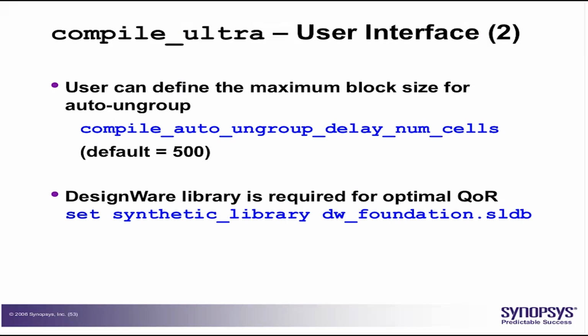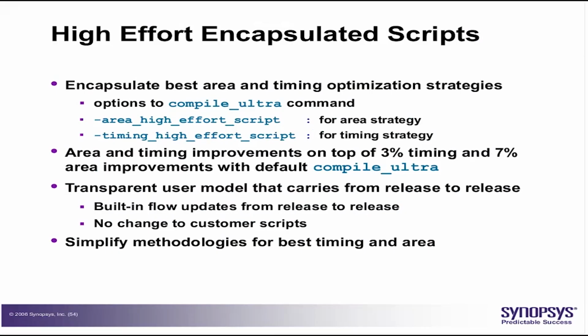These are the variables that control the maximum block size for auto ungroup. For the DesignWare library, you can set this in the synthetic library and your DesignWare would be loaded. Now there are two options, area high effort script and timing high effort script. These should only be used if you are doing aggressive area or timing optimization. You cannot do both. Use them if you are either worried about your larger area or your timing goals are not being met.